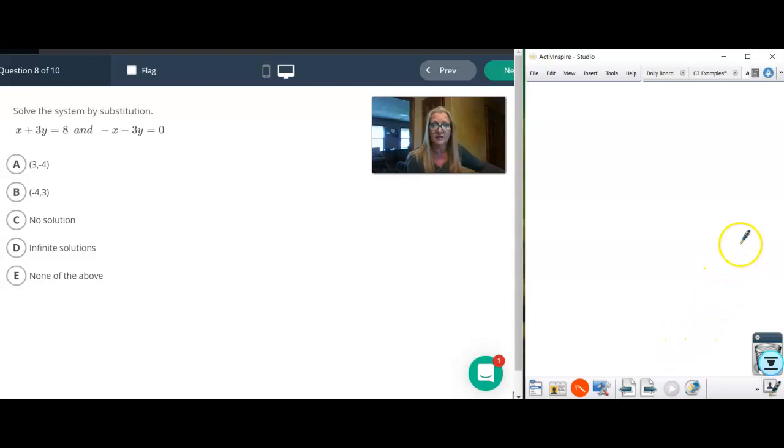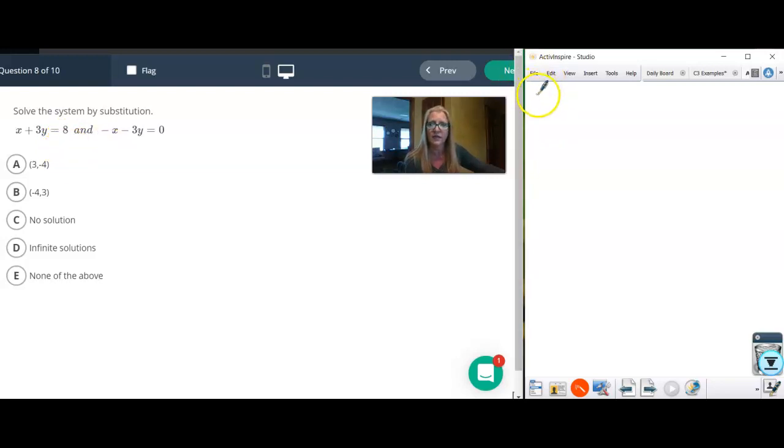Here we have a system where neither one is solved for a variable. I would recommend you solve the first one for the variable because that x is positive, so less work. You would just have to subtract 3y from both sides, and then you would have x equals negative 3y plus 8. Then you could substitute.